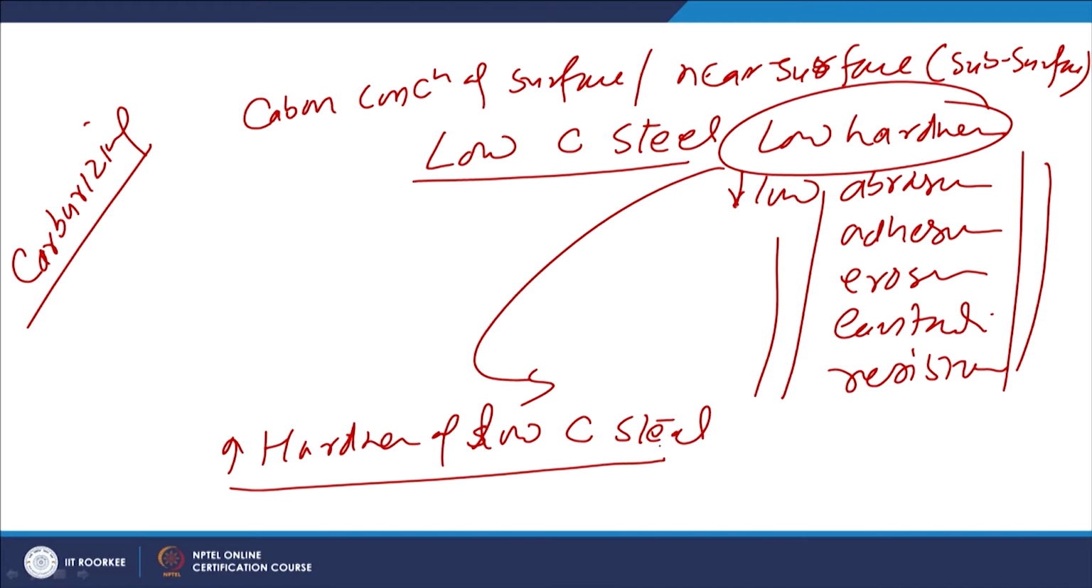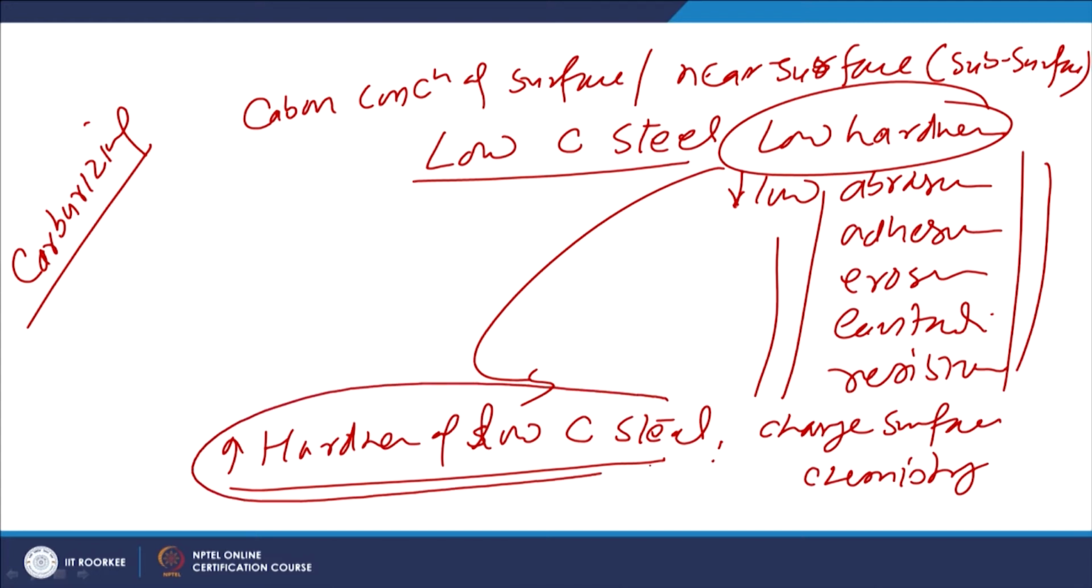So, in order to have a very controlled and significant increase in the hardness of the low carbon steel, one very good method is changing the surface chemistry or surface composition of the low carbon steel. And why is this change needed? For increasing the surface hardness of the low carbon steel. That is what we will try to understand.